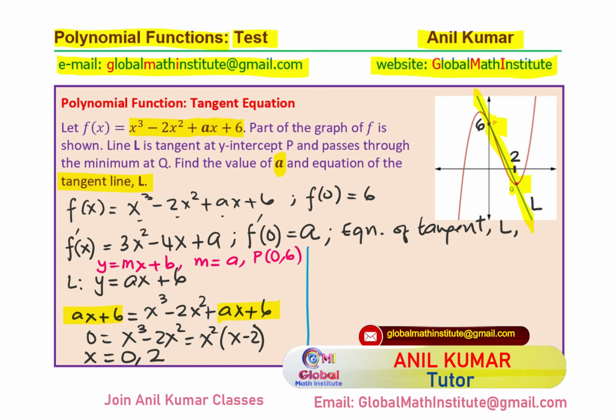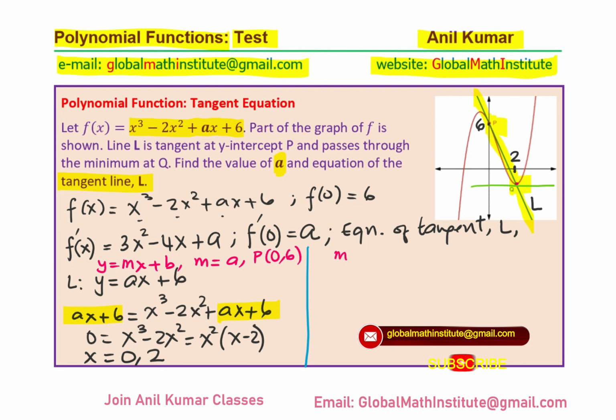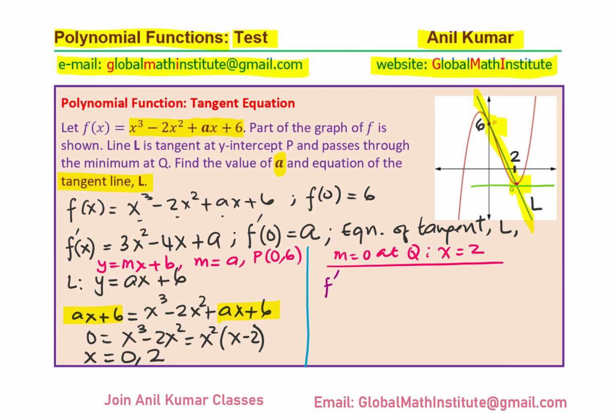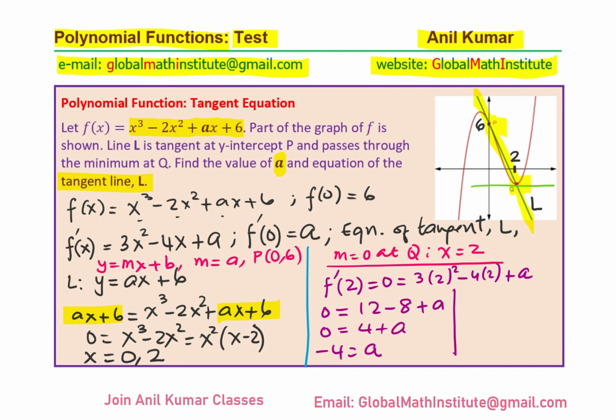How does that help to find the value of a? Well, we also know that this is the local minimum, and therefore the tangent here will be a horizontal line. So the slope m equals 0 at Q, where x is equal to 2. With this information, we can substitute in the derivative: f prime of 2 should be 0 since it is a local minimum. Putting 2 in the equation, we get 0 equals 3 times 2 squared minus 4 times 2 plus a. 3 times 4 is 12, minus 8, plus a. So 0 equals 4 plus a, or minus 4 is the value of a. Makes sense?